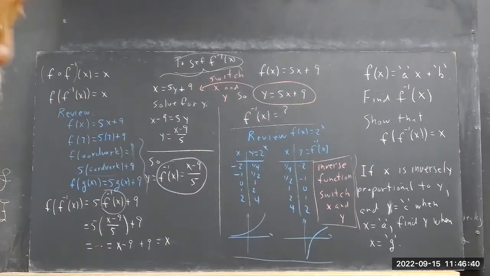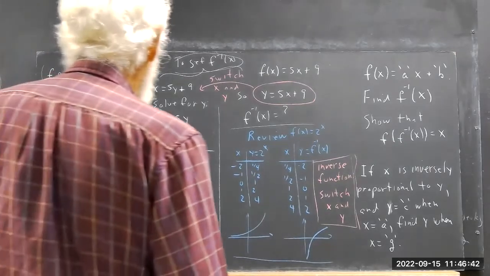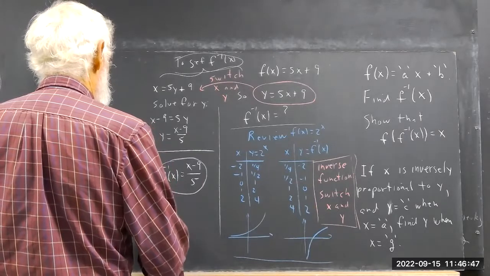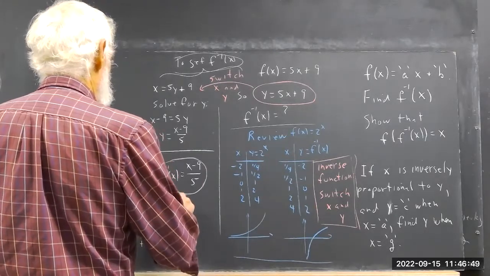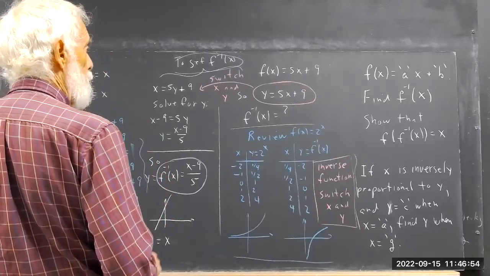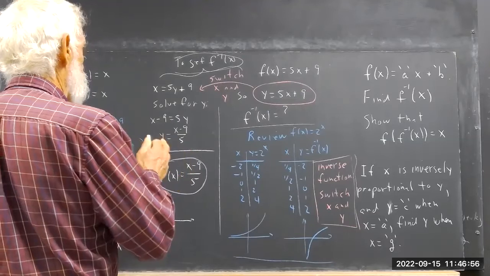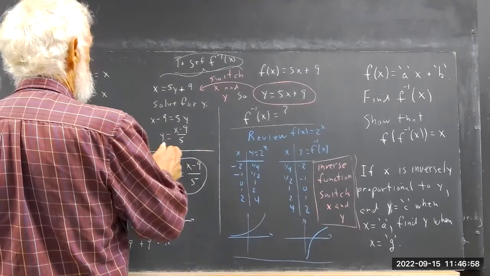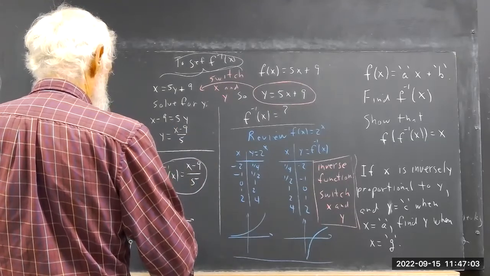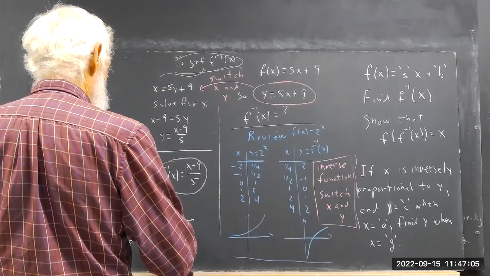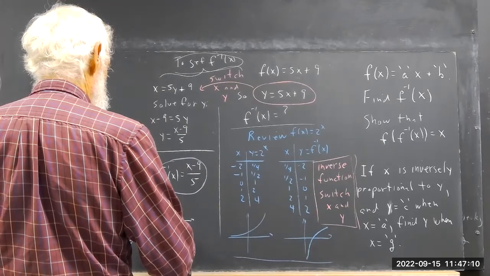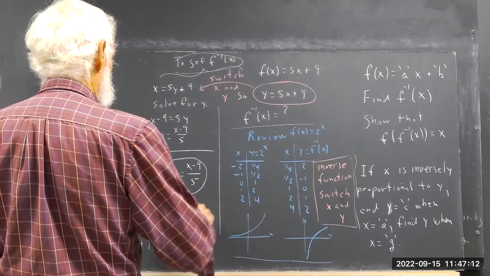And also understand that y equals 5x plus 9 has a graph that looks something like this. And y equals x minus 9/5, well, that's x over 5 minus 9/5, has a graph that looks something like this.